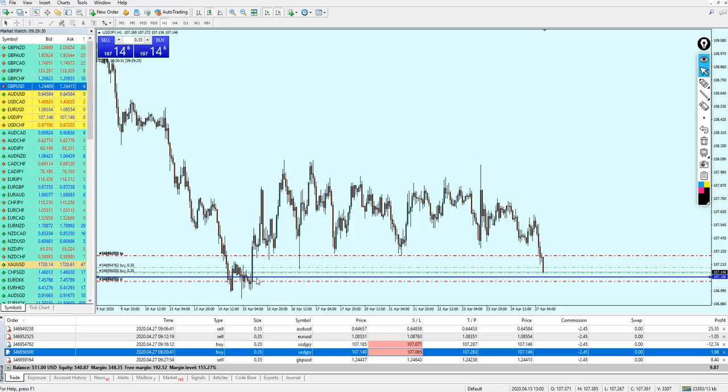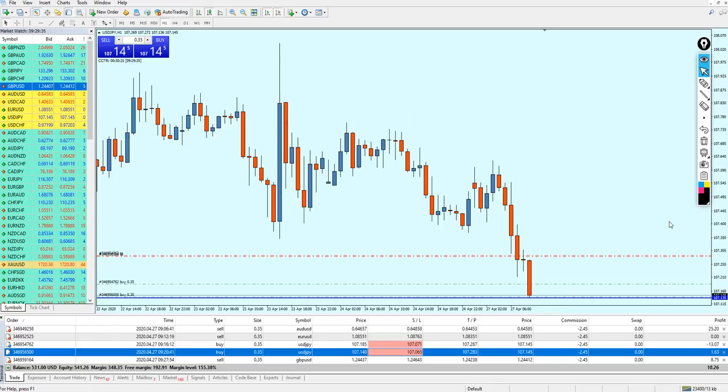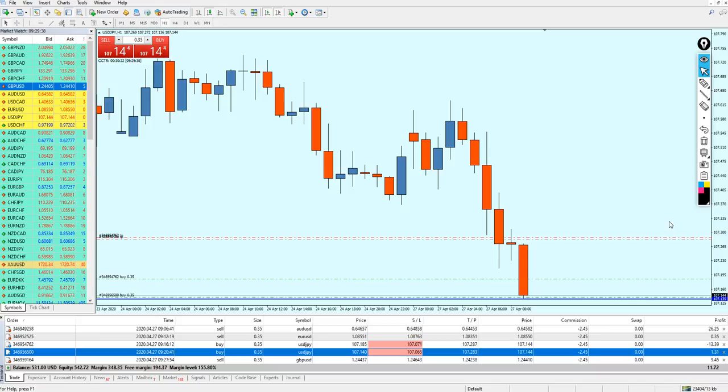This here, because this is the nearest wick to the breakout candle. This is exactly where I expected the USD/JPY to reverse.